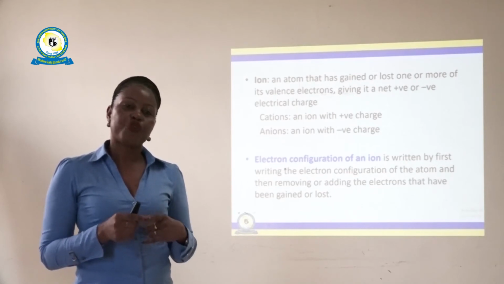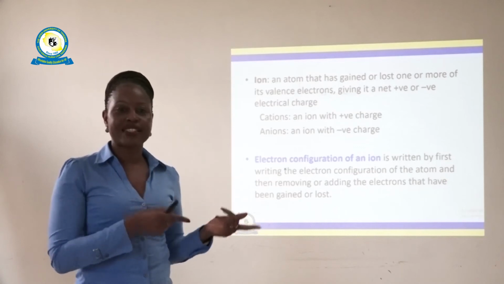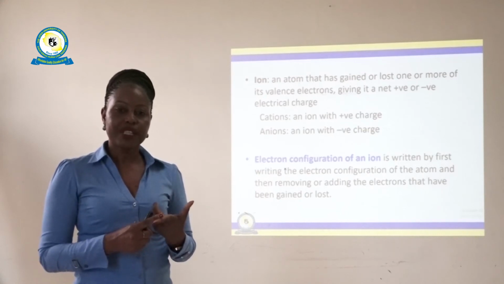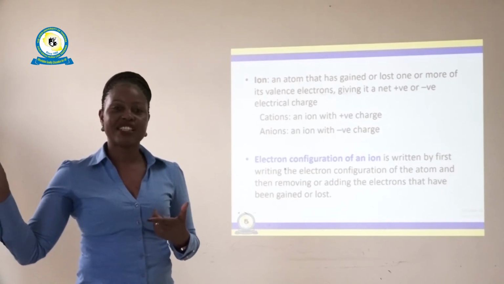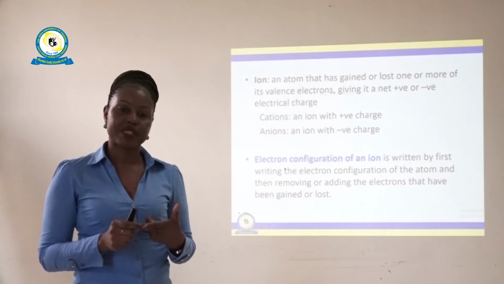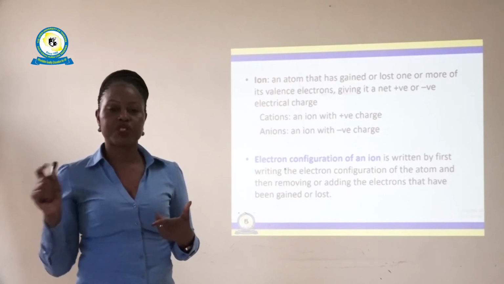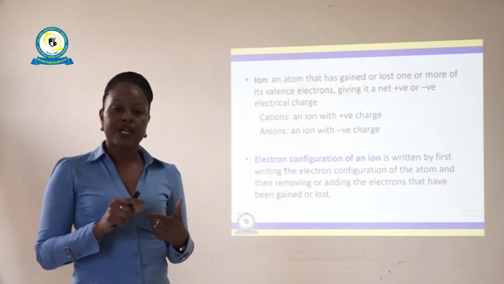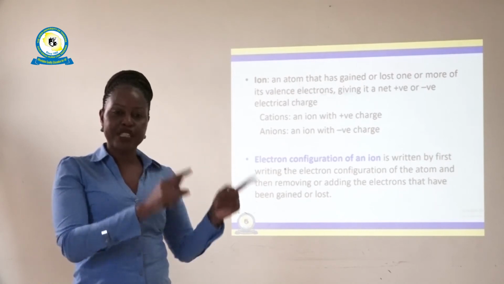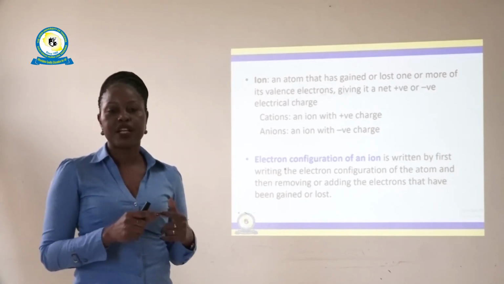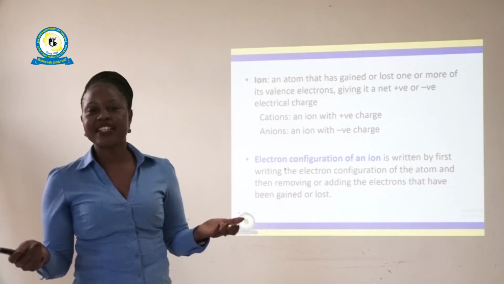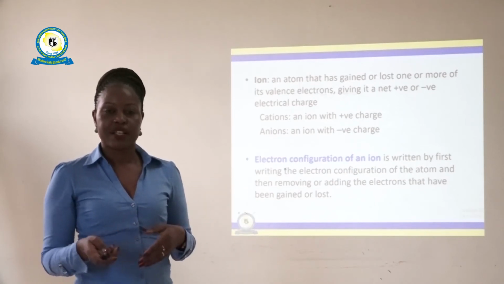Now, writing the electron configuration of these ions is just the same as writing the electron configuration of their respective atoms, except only that now you have added or subtracted a few electrons in the outermost shell. For writing the electron configuration of an ion, you just have to first write the electron configuration of the atom, and then you remove or add the electrons that have been lost or gained. As simple as that.